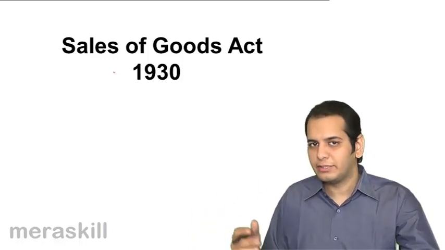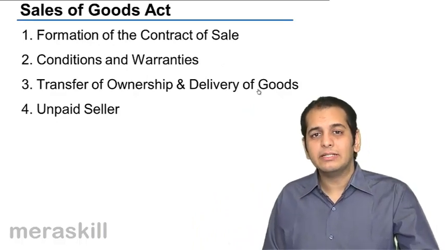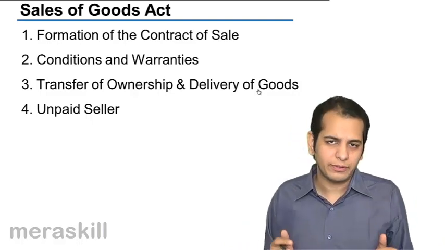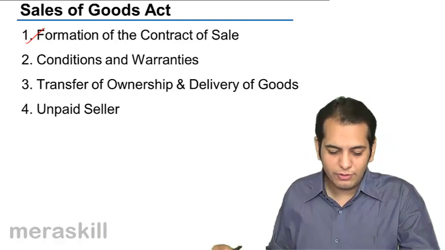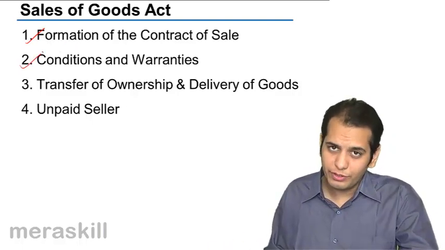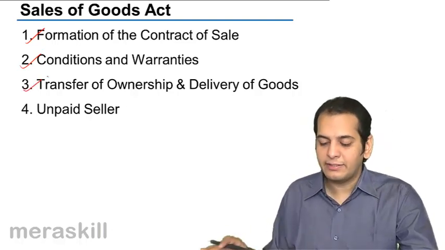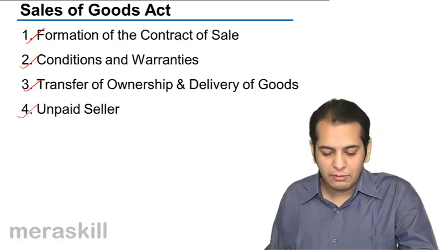What do we need to study? Let's see. Under this act, basically we have to study 4 things. This act has been bifurcated into 4 topics. The first topic is formation of the contract of sale. The second topic is conditions and warranties. The third topic is transfer of ownership and delivery of goods. And finally, we'll study about unpaid seller.